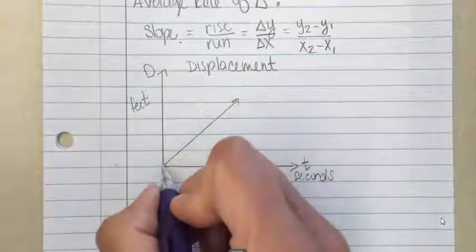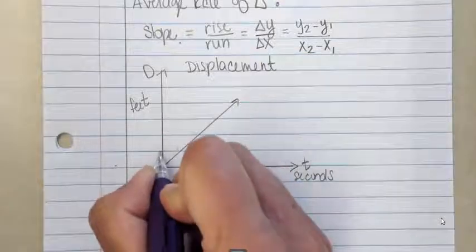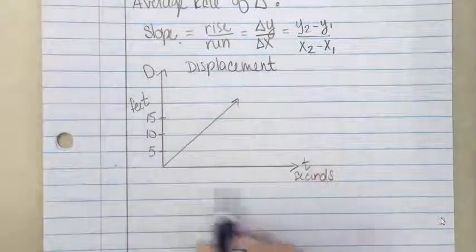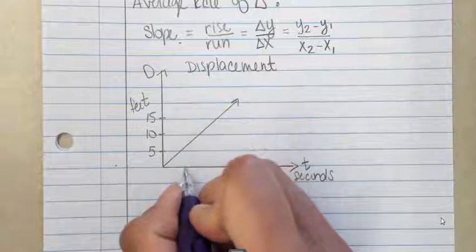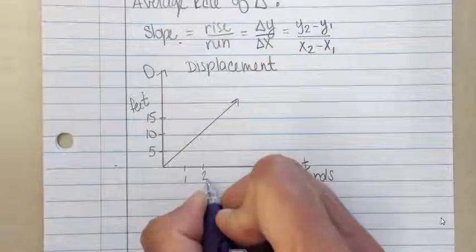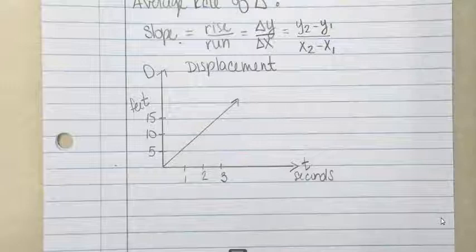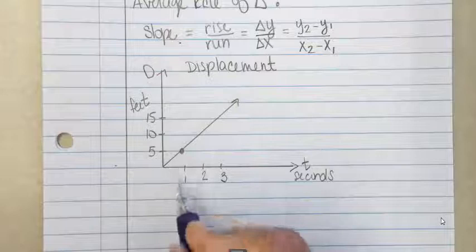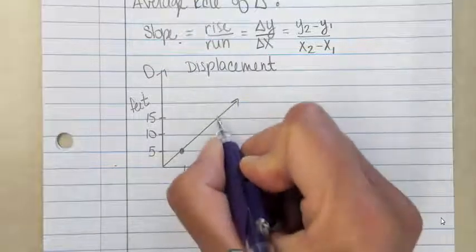Okay, so on the vertical axis, or the distance or the feet axis, I'm going to go by units of 5. So 5 feet, 10 feet, 15 feet. And on the t, the x, the horizontal axis, I'm going to go by units of 1. So we'll go 1 second, 2 seconds, and then 3 seconds. Okay, and I'm going to find the average rate of change between this first point here, which is at 1 second, we're at 5 feet, and the third point here, which is at 3 seconds, we're at 15 feet.